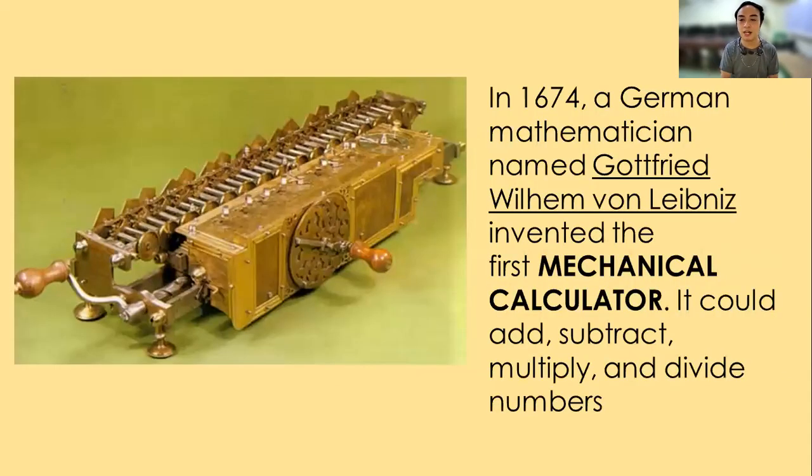Then the third, we have the mechanical calculator invented by Gottfried Wilhelm von Leibniz. It was invented in 1674. It can perform more than one operation. It can add, subtract, multiply, and divide numbers. So there is already an upgrade of the computers from just counting, then adding, and right now it can perform addition, subtraction, multiplication, division.